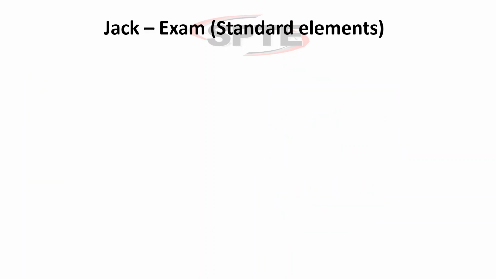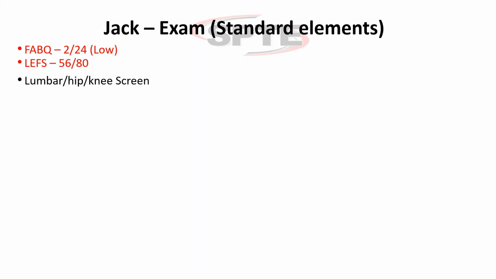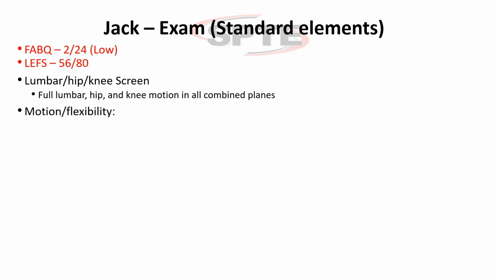So upon exam, current findings were he had a low FAAM as we suspected, and Lower Extremity Functional Scale noted that he had about a 56 out of 80, a little bit of additional challenges with some other activities outside of just walking and running. We did complete a lumbar, hip, and knee screen, which he had full lumbar, hip, and knee motion in all planes. Nothing big jumping out on that functional movement exam.